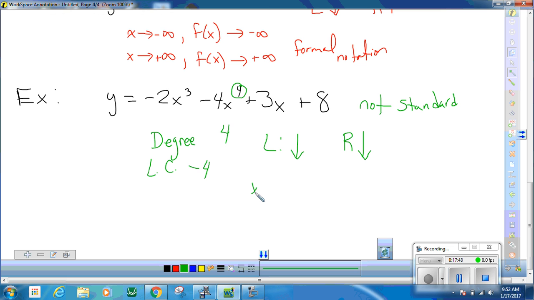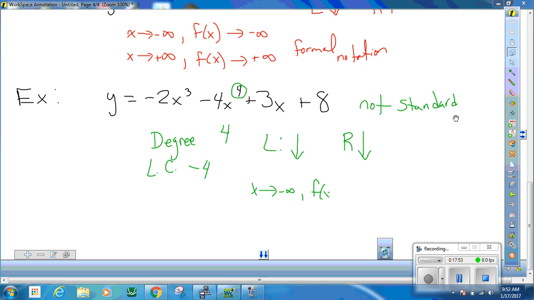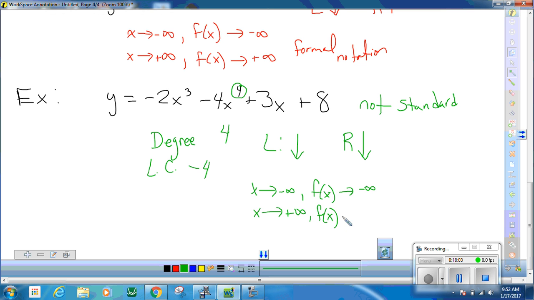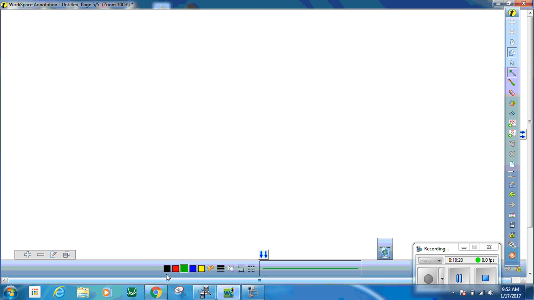And so I can say that as x goes to negative infinity, f of x goes to negative infinity. And as x goes to positive infinity, f of x is also going to negative infinity. They're both going down. So the right arrow is going down and the left arrow is going down. Make sure that you can tell why. Other things that we can tell just from the equation and just knowing what the degree is: degree can also tell us how many turns that polynomial could possibly make.